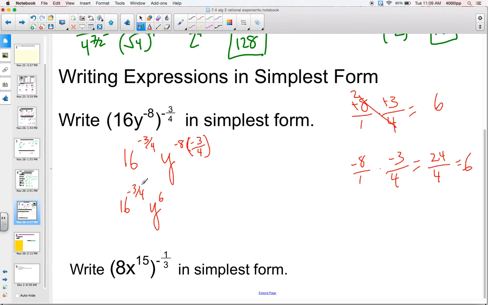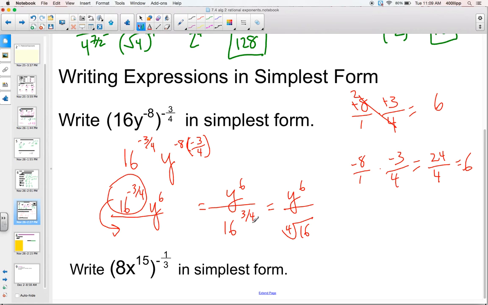Okay, so now we notice we have a negative exponent here. The part that has the negative exponent, that's the part that gets brought down to the denominator. So we leave the part that does not have a negative exponent, and we bring down the part that has the negative exponent, and it'll make it have a positive exponent. Now we simplify by doing power over root. So we have the 4th root of 16, and then our power is a 3 cubed. So we have y to the 6th over the 4th root of 16.